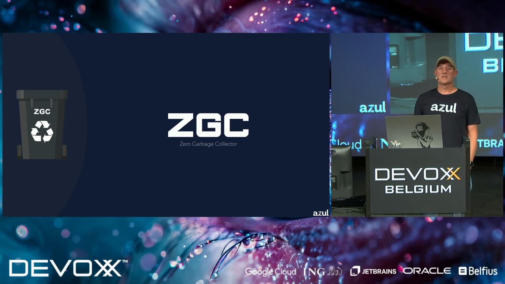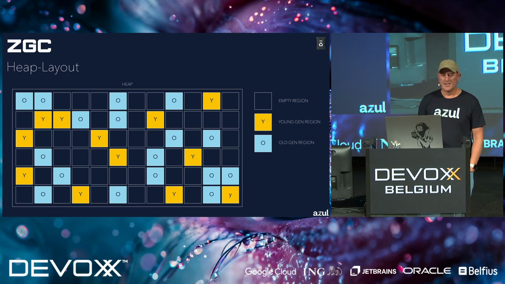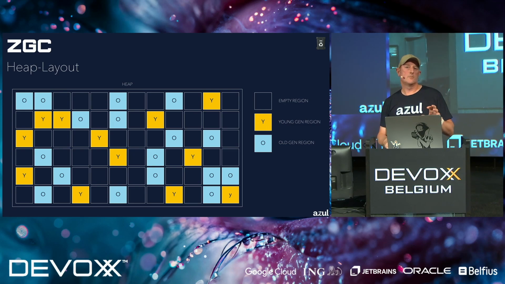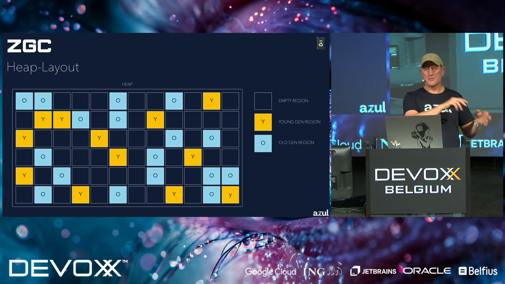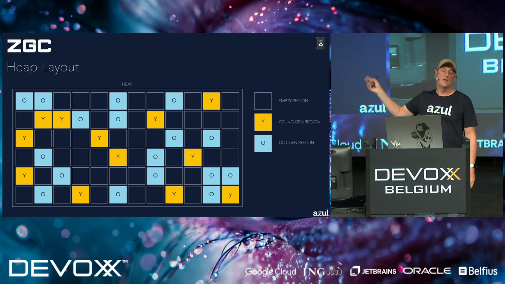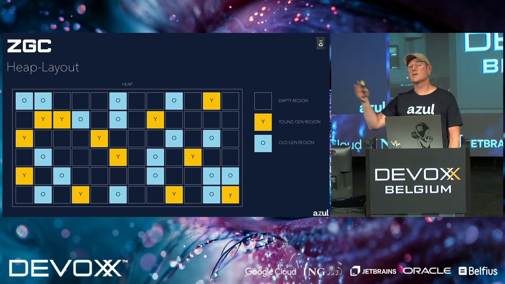ZGC. Is someone using that in production? Okay, good. The name is wrong. It's not Zero Garbage Collector. I thought it is the name, but it's not. So this is, in principle, the heap layout. So they have old and young generations. In the meantime, because up to JDK 21, ZGC was only non-generational, and you could switch on a generational version. Now, from JDK 23, there's only the generational version. The non-generational is already deprecated, so that means it will go away.